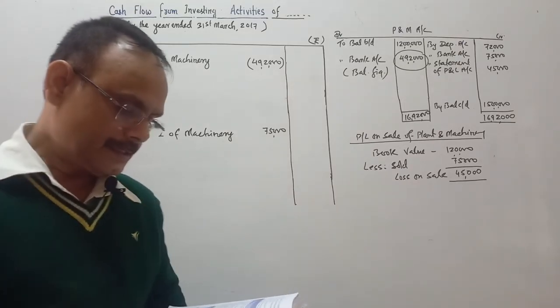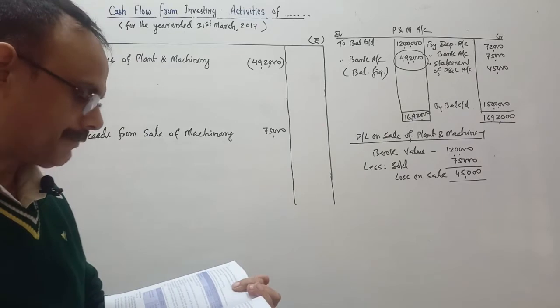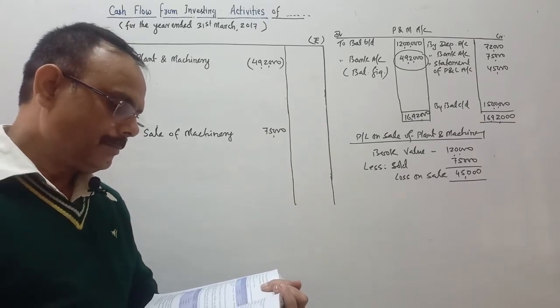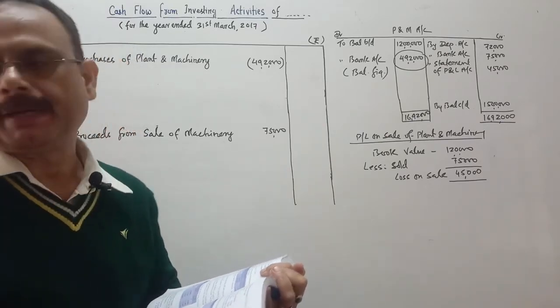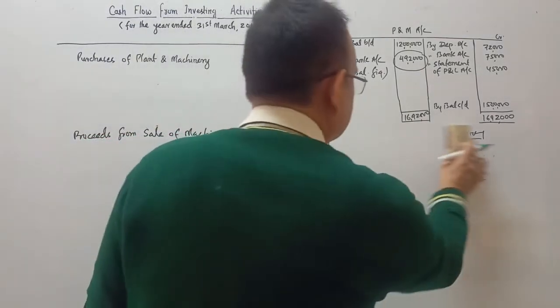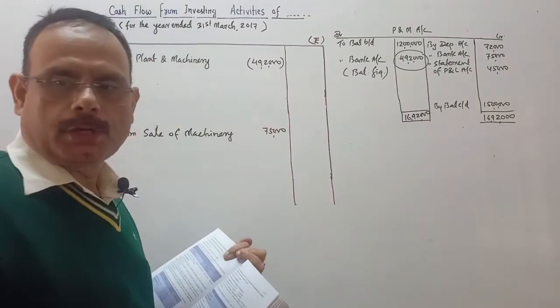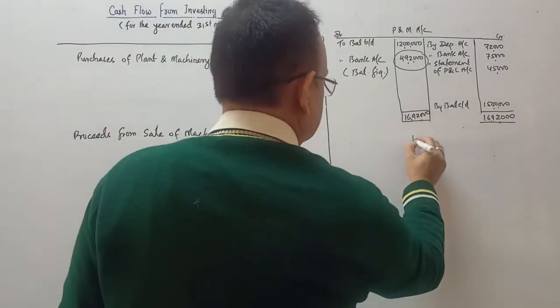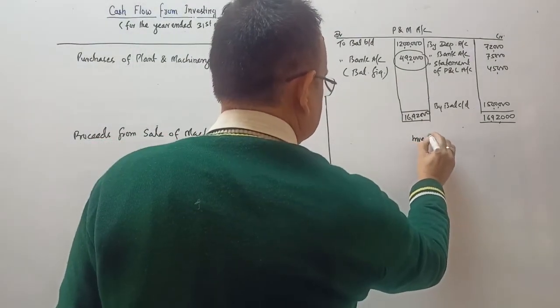Now, coming to the next, after plant and machinery, next is investment. Now we'll do the working for investment. The second working is for investments.